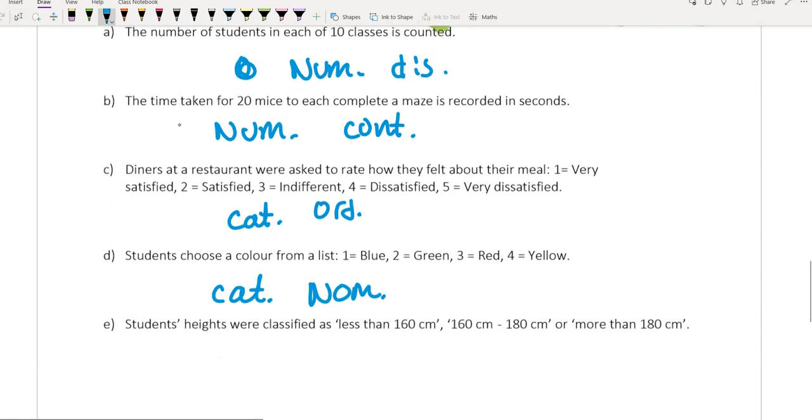And lastly, height, however, now is classified into three different categories. So now this becomes categorical, because now we're not just measuring height, we're putting height into these categories. So it's categorical, and it is in order, so like 160, 180, higher than 180. So it's going to be ordinal.